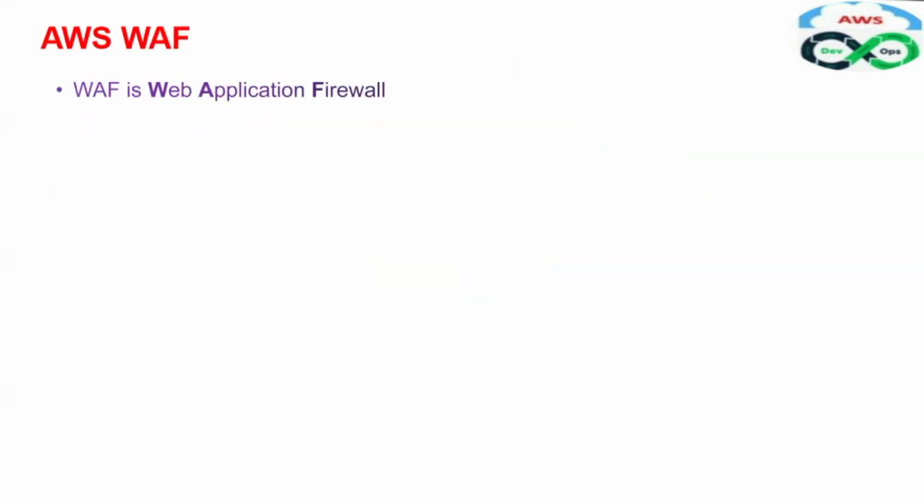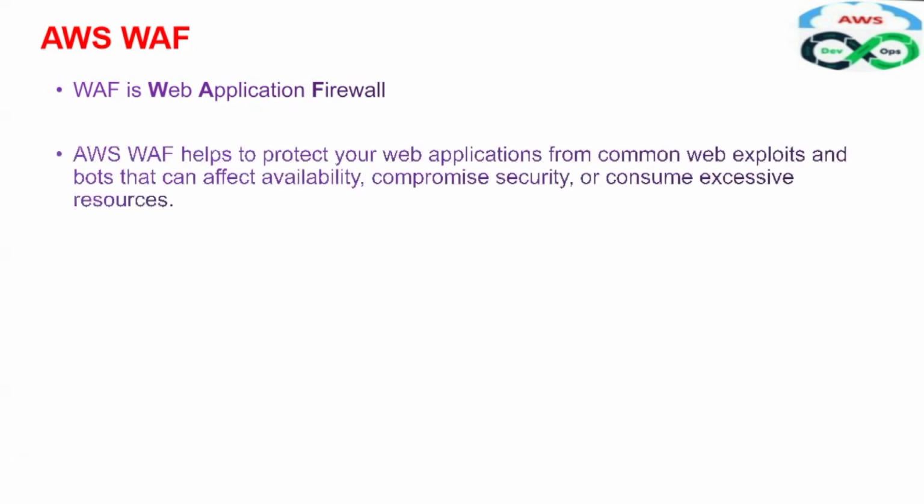So what is WAF? WAF is a web application firewall. It is typically used to block the unauthorized requests hitting your application that is running on layer 7. So WAF helps to protect your web application from common web exploits and bots, right? If there is a bot which is continuously hitting your application server, there is a chance that the performance of the server might get degraded. So we need to have a check on these unauthorized requests as well as the excessive requests that are coming from the bots.